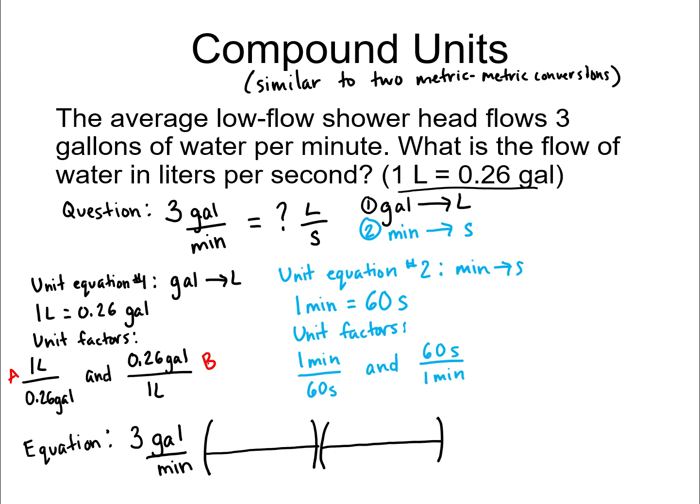The first part of this, we're going from gallons to liters. Which unit factor am I going to use, A or B? We need to use A. We're canceling out those gallons, so we need to have gallons in the top and gallons in the bottom. It's going to be in the bottom of our unit factor.